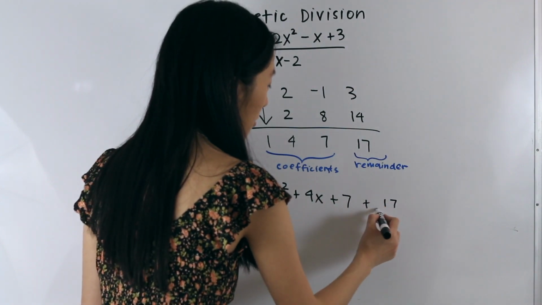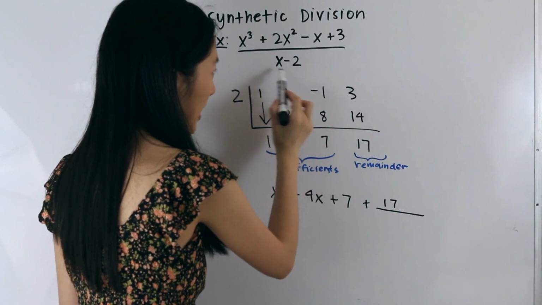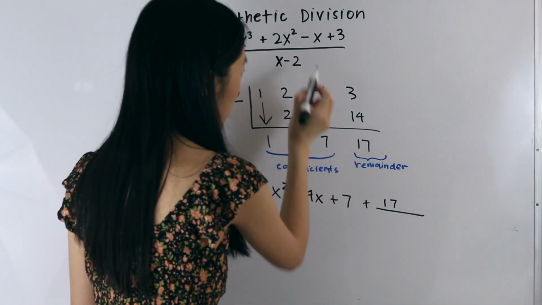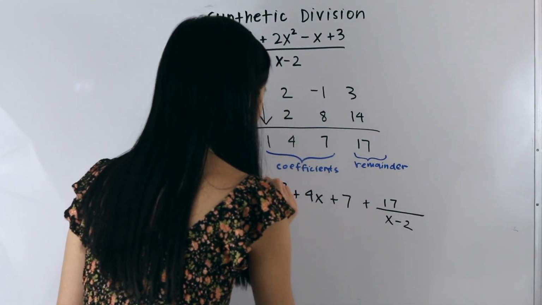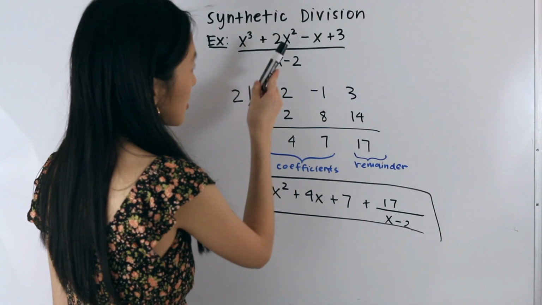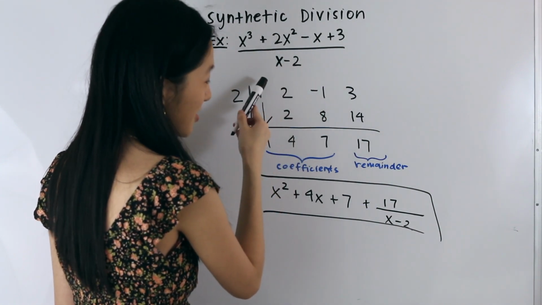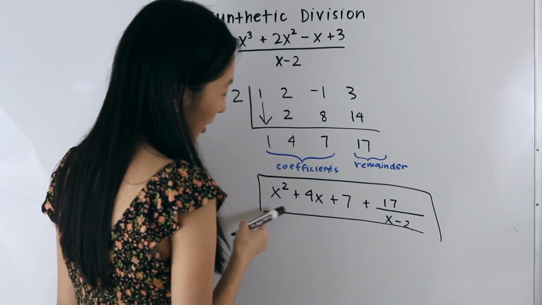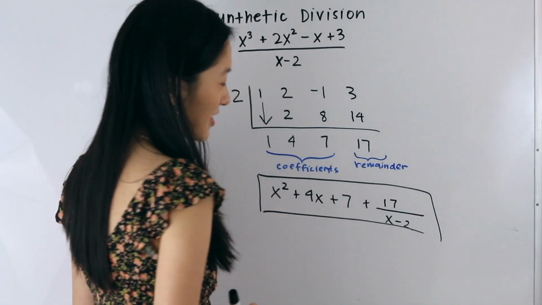And what we do is we take our remainder and we divide it by the denominator here. So we have x minus 2 as our original denominator. So this is over x minus 2. And so this is our final answer. So we have x cubed plus 2x squared minus x plus 3 over x minus 2 is equal to x squared plus 4x plus 7 plus 17 over x minus 2.